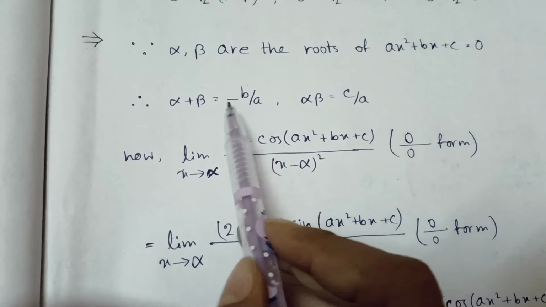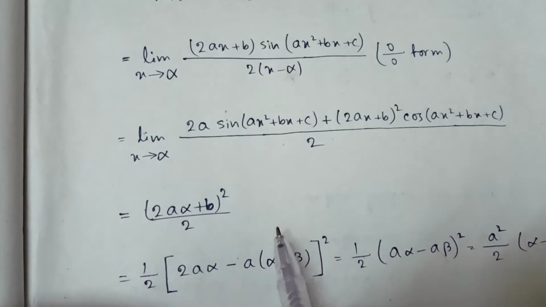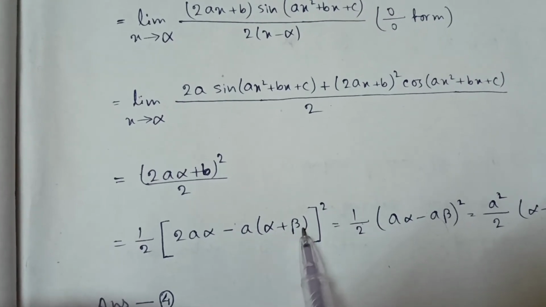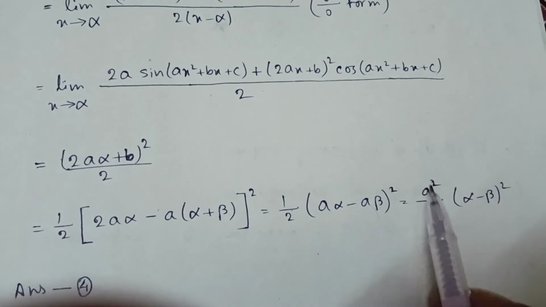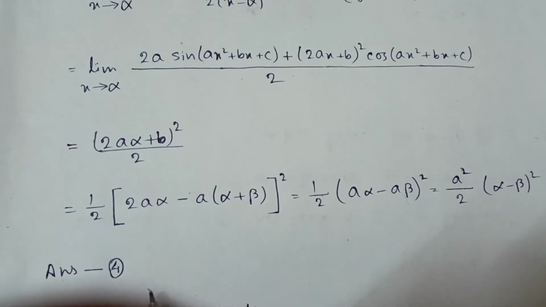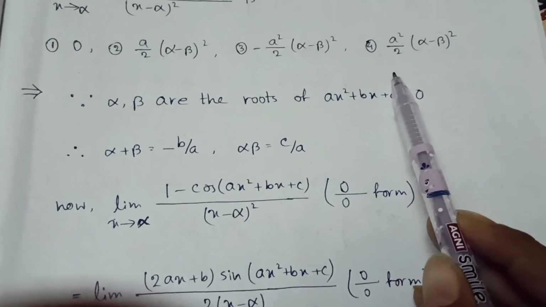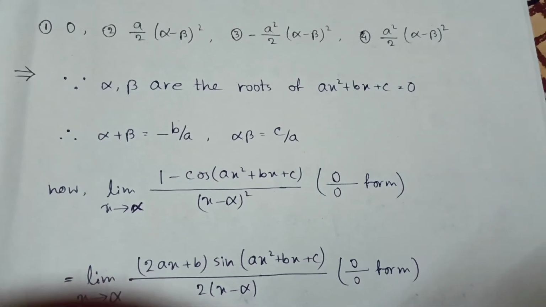We will get b is equal to minus a into alpha plus beta. So put b is equal to minus a into alpha plus beta. This will give you a squared over 2 alpha minus beta whole square. So option 4 is correct. Option 4 says a squared over 2 alpha minus beta whole square. Let's go to the next question.